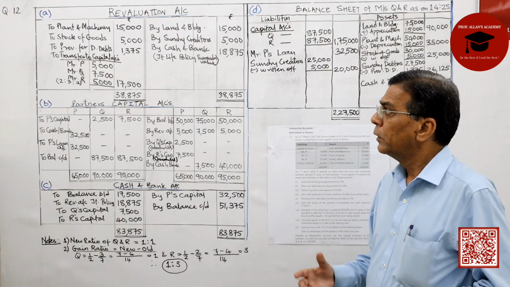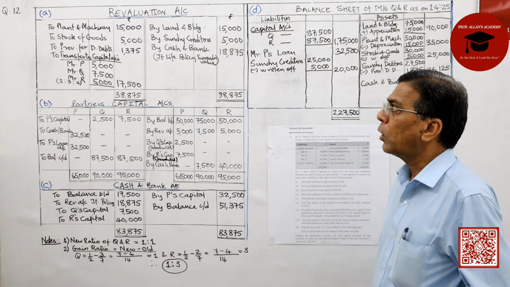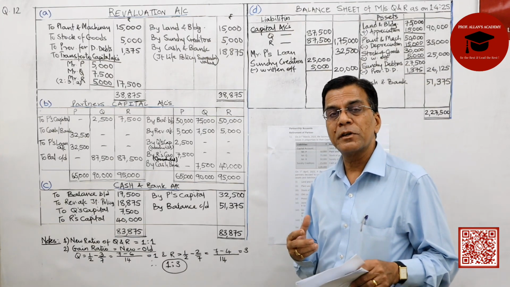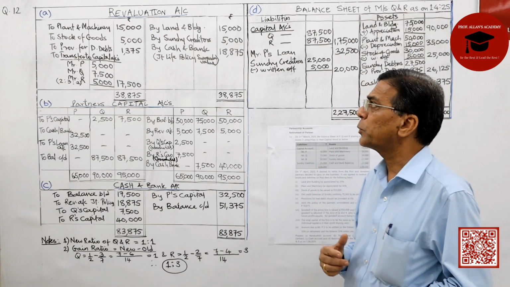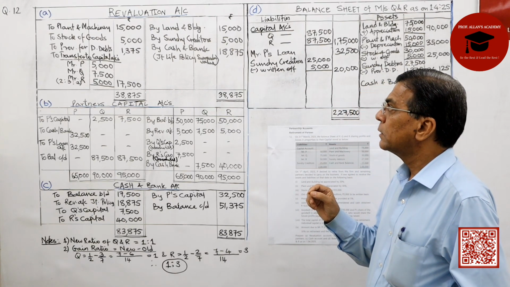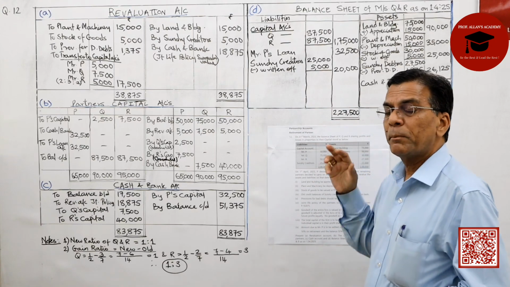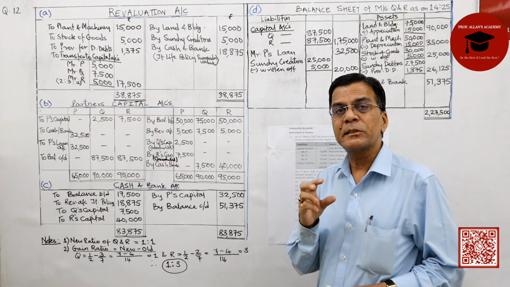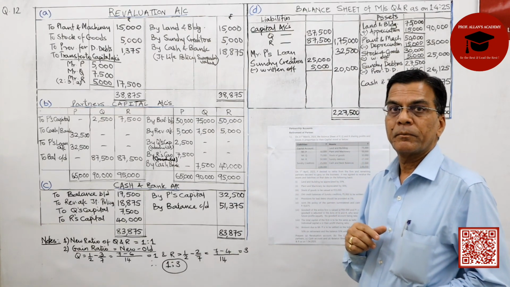We now move on to question number 12 of the CA Foundation Course Revision Test Paper of September 2025. This particular question is from partnership accounts and specifically on retirement.